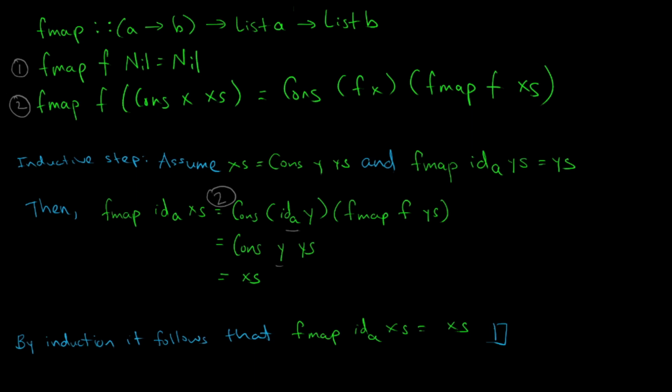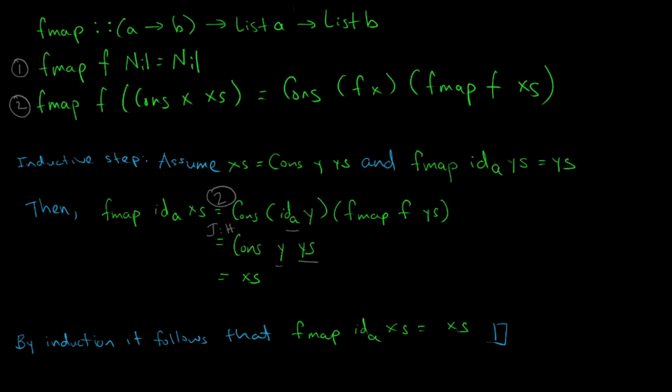And then here is where we're using that induction hypothesis. So fmap identity of y's is actually just y's by the induction hypothesis, right? And well, cons y y's is what x's is. So using induction, we've shown that fmap identity on A of x's is x's. So we've proven the first functor law.